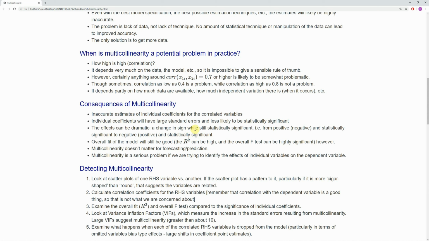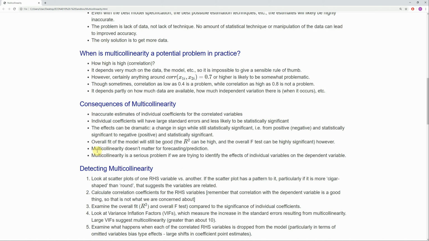Sometimes variables that should not have any effect on your left-hand side end up showing significance because you're including correlated right-hand side variables. Then all your goodness of fit measures are going to be misleading too. Your coefficient estimates are going to be misleading. So you cannot really trust the interpretation of your output.